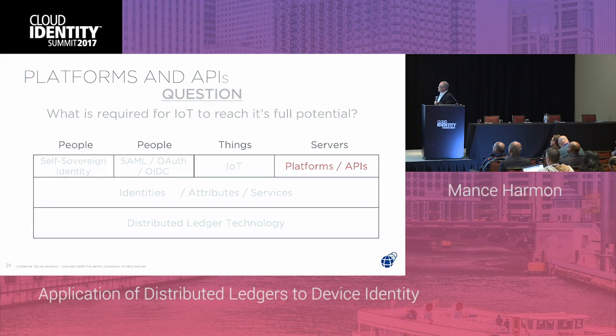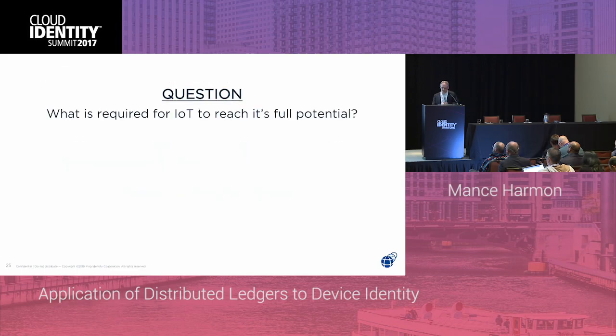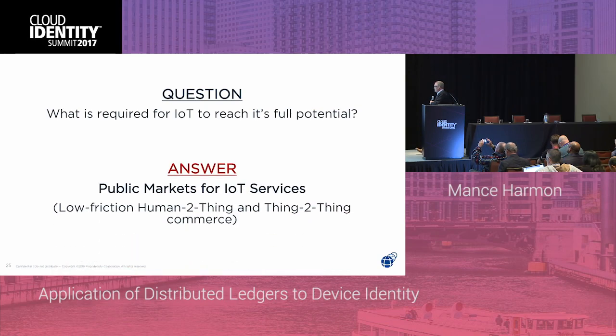So what is required for IoT to reach its full potential? It's this: public markets for IoT services. We need the ability to have low friction human-to-thing and thing-to-thing commerce, right? We need to be able to pay microtransactions to things and consume the services that they provide in a manner that's very different than the world of IoT today.